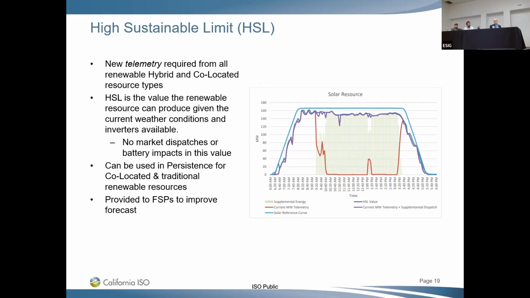And when the HSL comes in, we don't have to do that flip as much, because as you can see on the graph over here, the actuals in red may be moving around, but the HSL value that's coming in is closer to what the true capability of that resource is, taking in outages, inverters, and all things, so that we could keep on persistence and help improve the accuracy of not just the training sample that's used, but also the RTD market optimization.